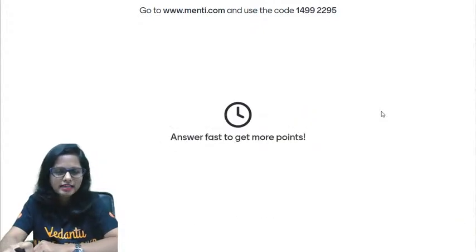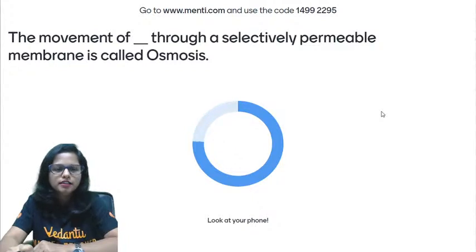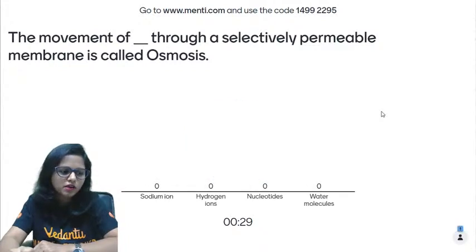And the next question flashes on your screens now. Okay? Answer fast to get more points. The movement of dash through a selectively permeable membrane is called as osmosis. Now, DP sisters, osmosis is the movement of what? Sodium ion, hydrogen ions, nucleotides, water molecules.